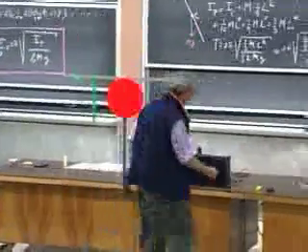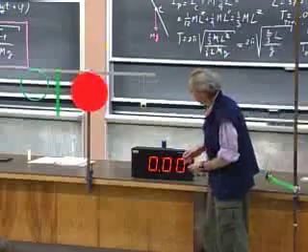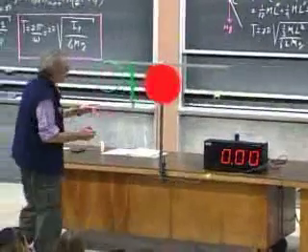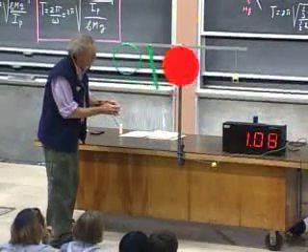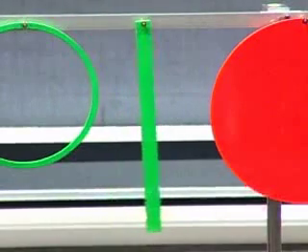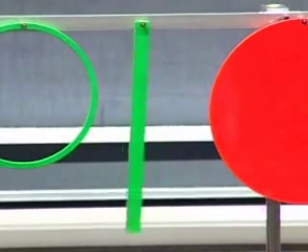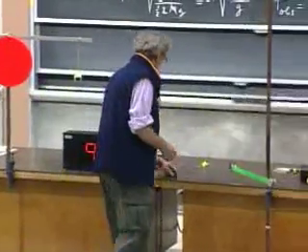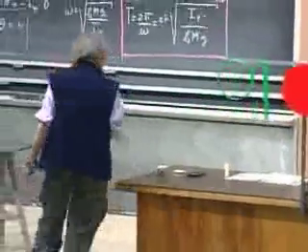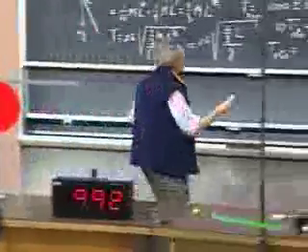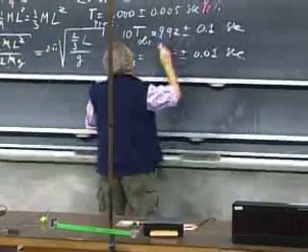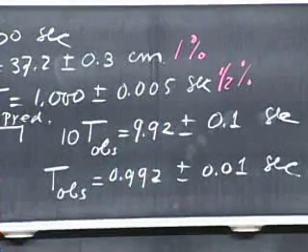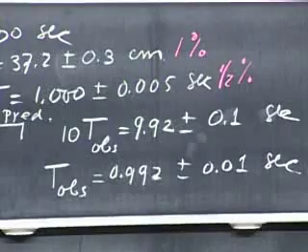So here's the rod. Turn this on, the timer. We'll offset the rod, and I will start it when it stops somewhere. Now, 1, 2, 3, 4, 5, 6, 7, 8, 9, 10. Not bad. 9.92, well within the prediction, 9.92. And so this becomes 0.992 plus or minus 0.01. And you see that is well within the prediction that I made.